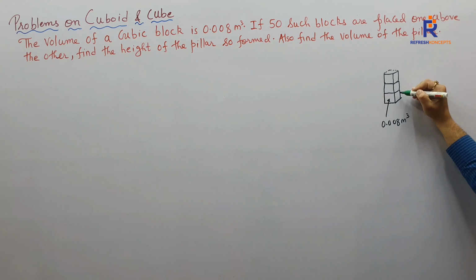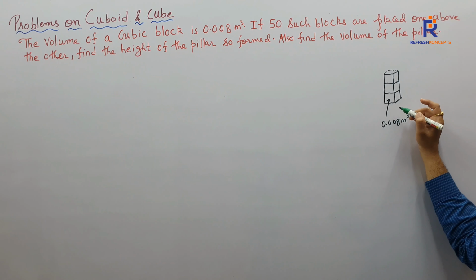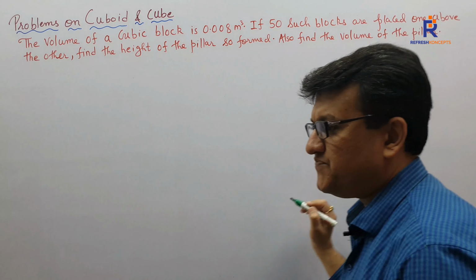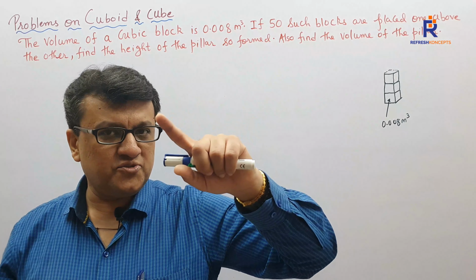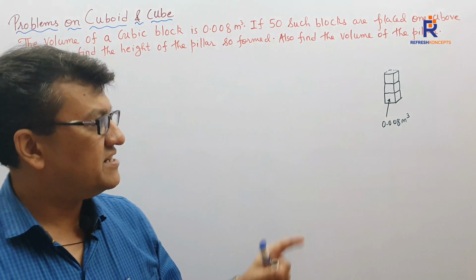Before I move on, can you tell me, if 50 are placed one above the other, what kind of structure it is going to form? Will it remain a cube or will it transform to a cuboid? It will transform to a cuboid. Many must have answered correctly. When 50 cubes are placed one above the other, there is no longer a cube structure. We are going to get a cuboidal structure. Fine. Starting with our solution.